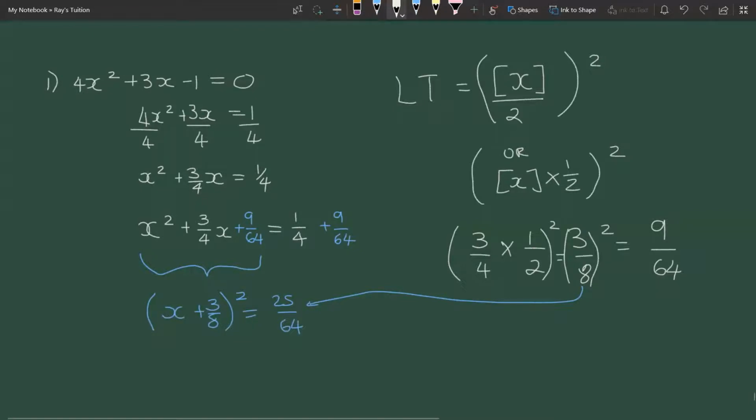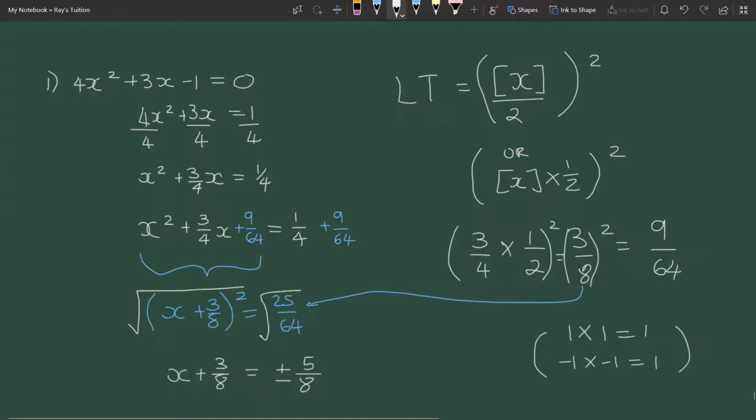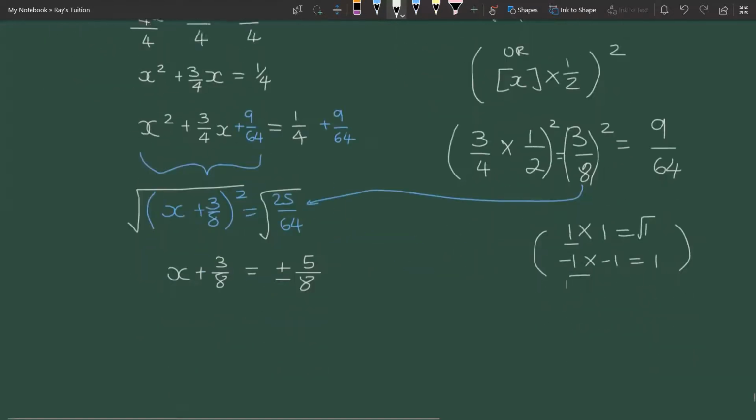Now we're going to solve for x. The first thing that's attached to x is the square, so we're going to square root both sides. If we square root this side and we square root this side, the square and the square root cancel out, and we get x plus 3 over 8. What you need to remember is that when you're square rooting, you're going to get plus or minus. So the square root of 25 over 64 is plus or minus 5 over 8. Why do we get plus or minus? Just a side note: remember that 1 times 1 is 1, and minus 1 times minus 1 is also 1. So whenever you're square rooting, the square root of 1 can either be 1 or minus 1. That's why we always put the plus or minus when square rooting.